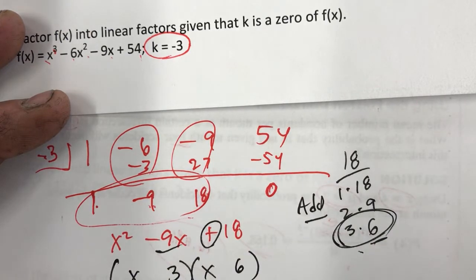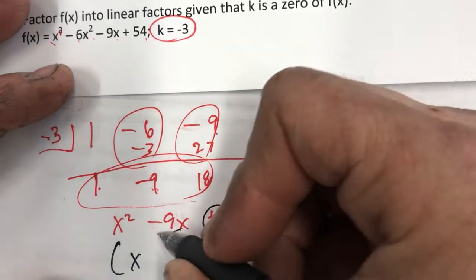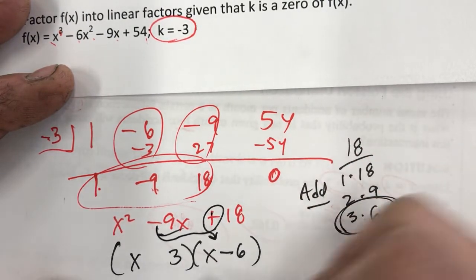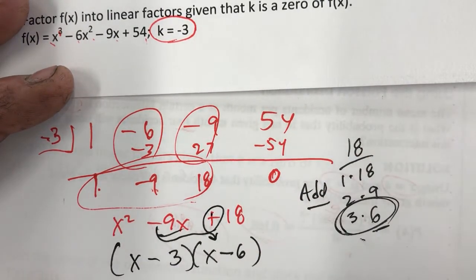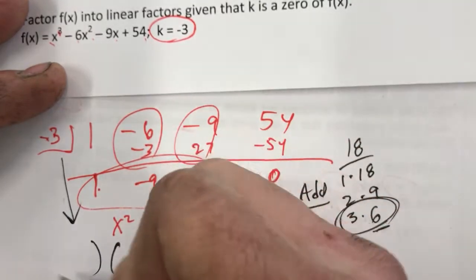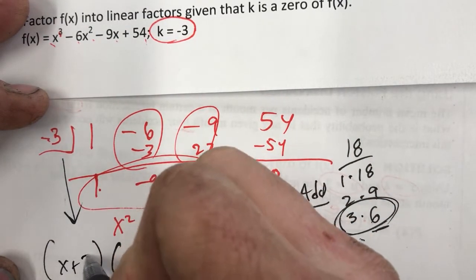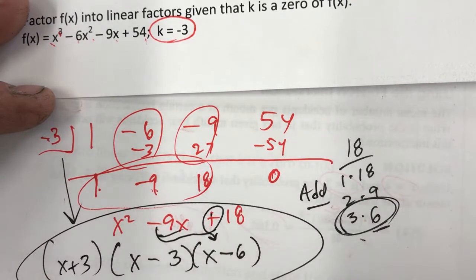Now let's get my signs in. So this sign here goes to the big one. And the last sign being a plus tells me these are the same, so they must both be negative. And then, of course, I have this one here. This is -3 is my 0 there. So this will be x plus 3. And there you go. There's my factors.